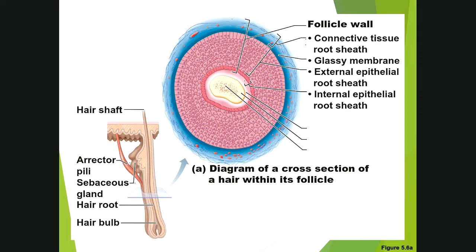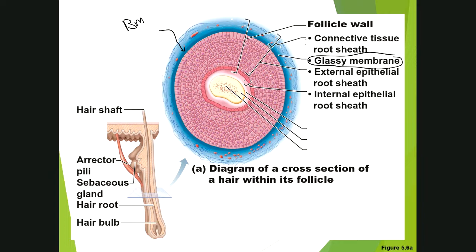Well, this is connective tissue. And then this over here is epithelial tissue. Well, remember, all epithelial tissues have a basement membrane. And that's what this is right here. It's not called a basement membrane. It's called the glassy membrane.